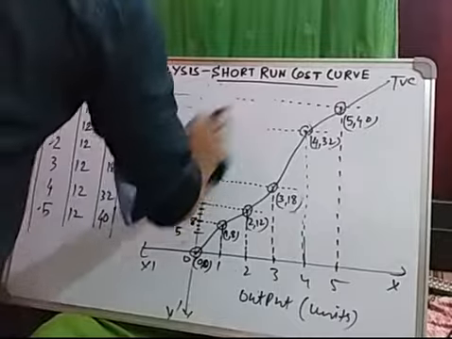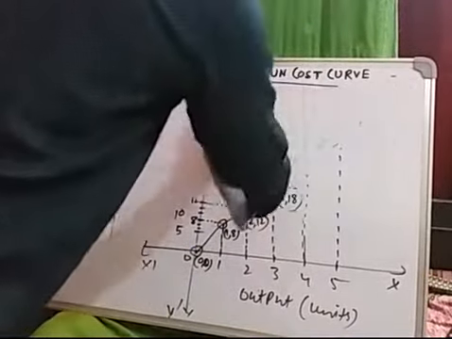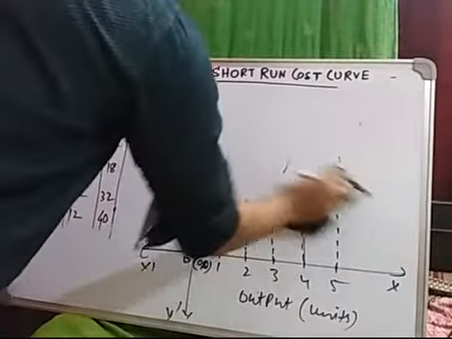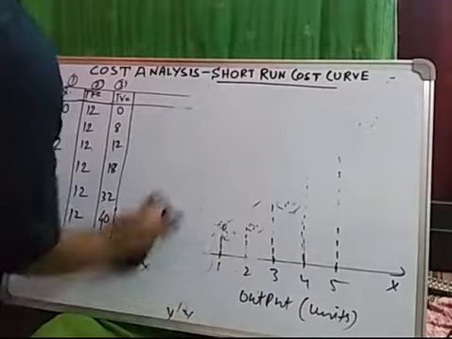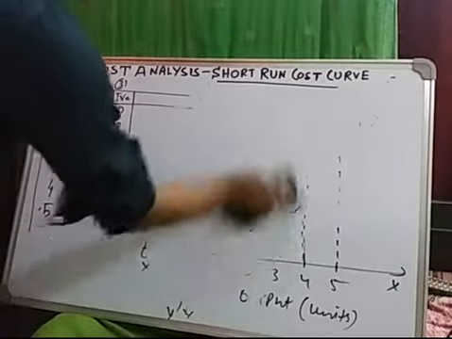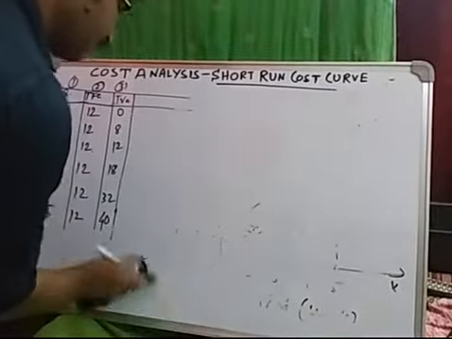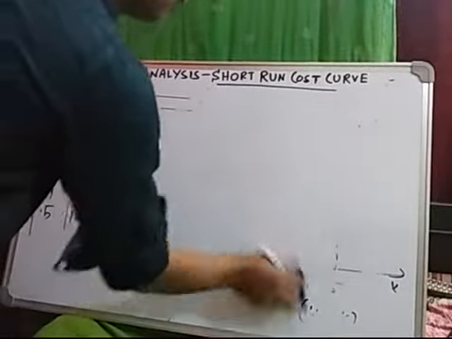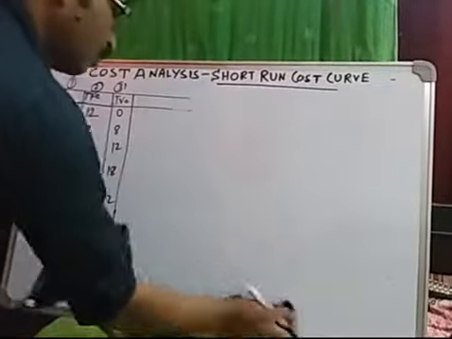Now the next concept is the total cost. So how can you get the total cost curve? The total cost will be the TFC plus TVC. Now the data is given. You add the second column and the third column, then automatically you can get the total cost curve. Now add column number 2 and column number 3.